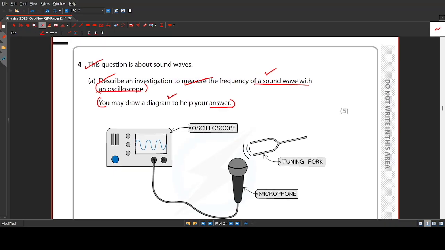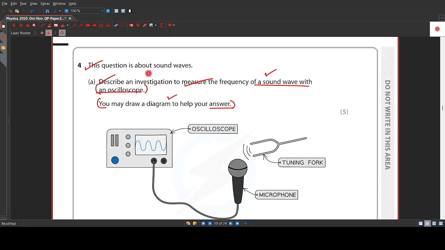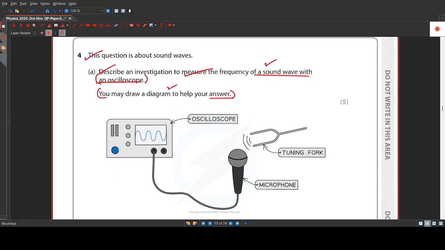All right, let's look at the fourth question. This question is about sound waves. Describe an investigation to measure the frequency of a sound wave with an oscilloscope. You may draw a diagram to help your answer. So this is an experimental type question. You should always expect an experimental type question in your paper 2.